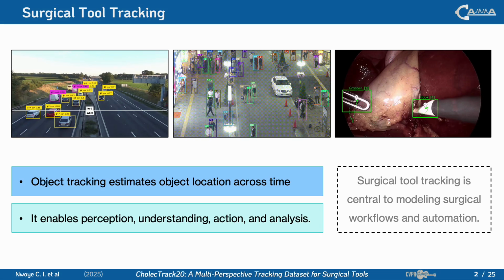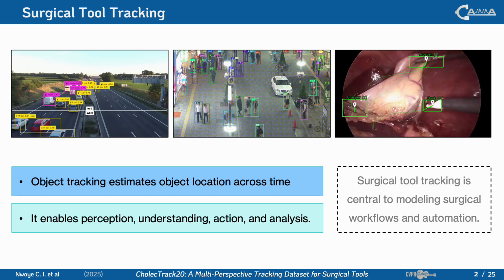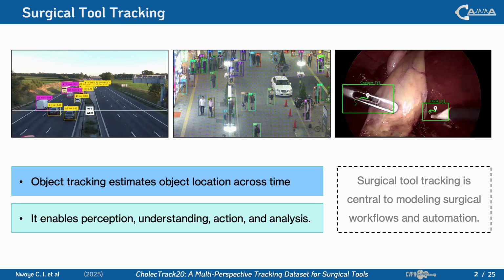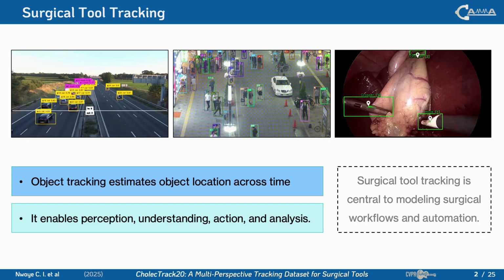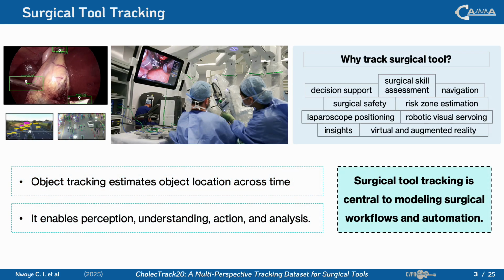Tracking is the task of continuously estimating an object's location across video frames. It's a core problem in computer vision, whether for tracking people in a crowd, vehicles on the road, or, in our case, surgical tools in a dynamic operating field. In surgery, this capability enables applications like skill assessment, workflow understanding, and real-time decision support. It lays the foundation for context-aware surgical AI.